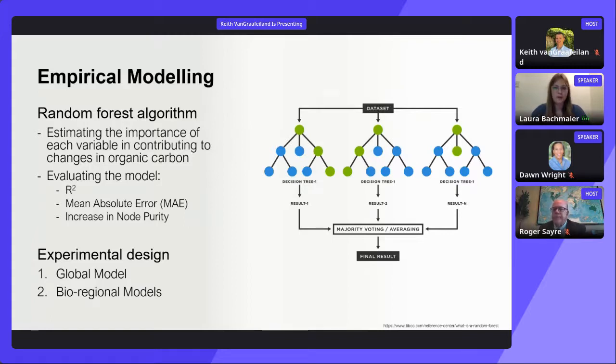This measure assesses the increase in prediction accuracy of an individual model due to the inclusion of that specific variable. And finally, in terms of experimental design, I constructed a model for all global data, for temperate regions, and then for tropical regions separately, as the carbon data demonstrated this divide between the bioregions. Next slide, please.